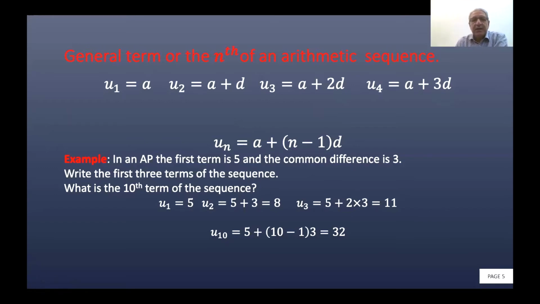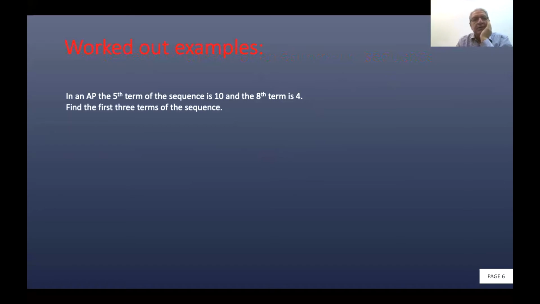Now, let's see what is the next page. This is worked out examples. Let's see what is the first example. In an AP, the 5th term of the sequence is 10, and the 8th term is 4. Therefore, we know 2 expressions till now. Let's see what he wants. Find the first 3 terms of the sequence. Now, let us see.